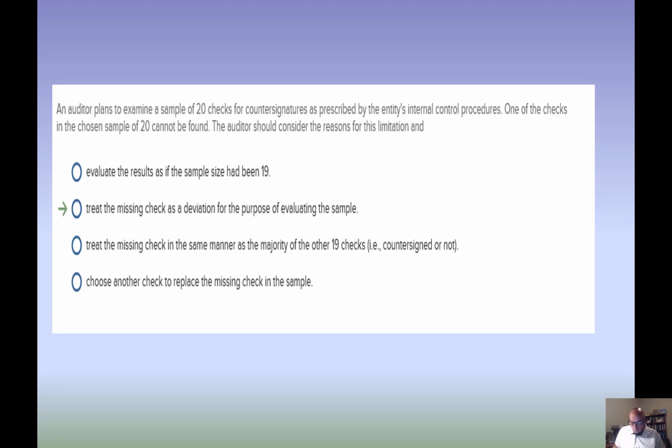Okay. Audit plans to examine a sample of 20 checks for co-signatures as prescribed by the entity's internal control procedure. One of the checks in the chosen sample of 20 cannot be found. Well, how do we treat an item that's missing? If an item is missing, we treat it as a deviation from the control procedure because we can't see it. It can't be, hey, Joe, did that one that's missing have the signature, right? Oh, yeah, that's right. No, we have to see it to believe it, right? And so if it's missing, we will treat it as a deviation for our sampling purposes.